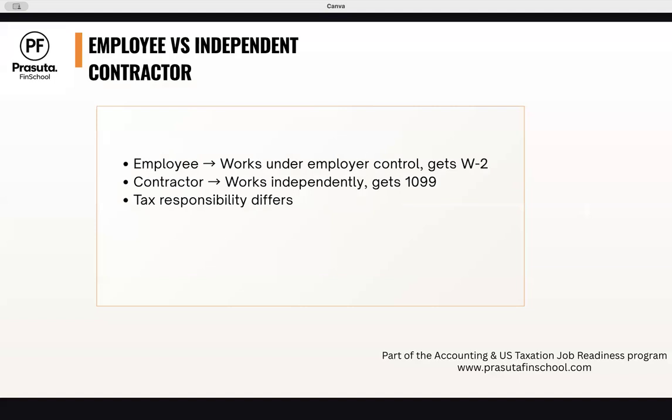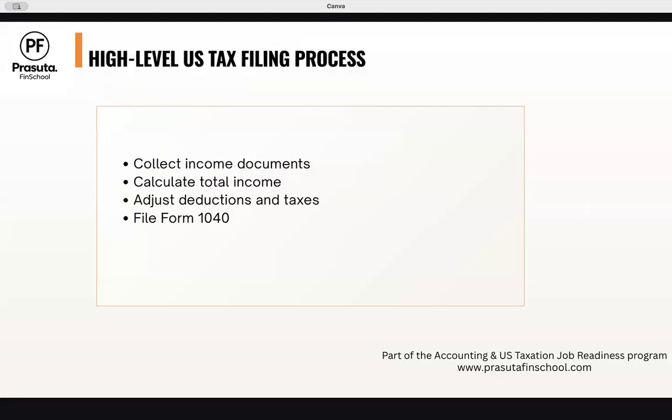What is the difference between an employee and an independent contractor? You should know the basics of how an employee is treated under US taxation and how an independent contractor is treated under US taxation, right? So that you can do the filings correctly. An employee works under employer control and gets a W2 for the salary paid by their employer, whereas contractors work independently on different projects and get a 1099 for the income they have generated. So tax responsibilities differ, as the tax forms are different, right?